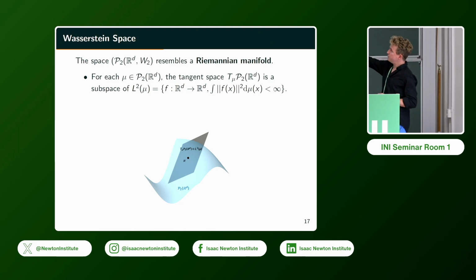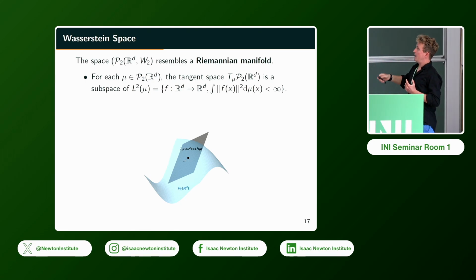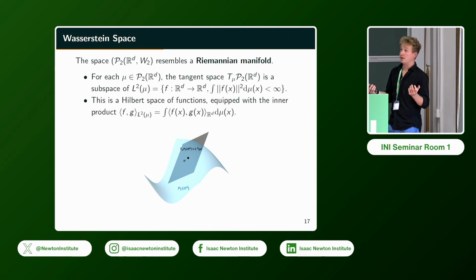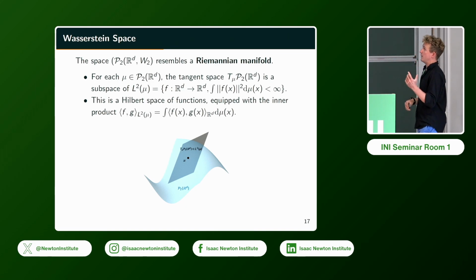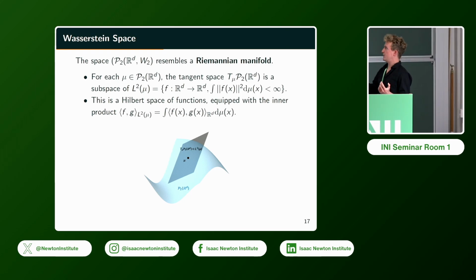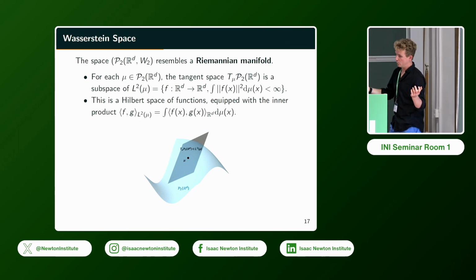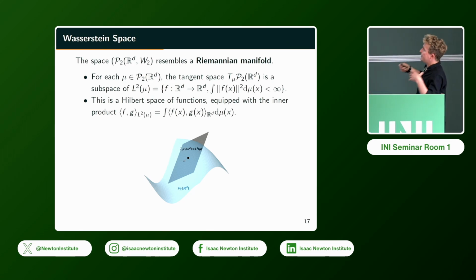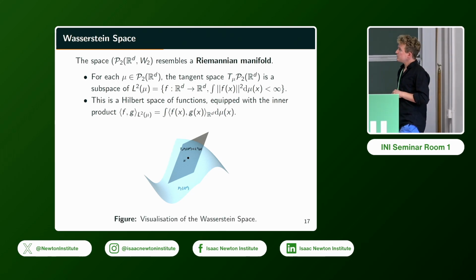So in particular, for each mu in this space, we have a tangent space, and we can equip that tangent space with an inner product. And the inner product is just the usual inner product from L2. So if you're taking the inner product of two functions f and g, you just take the inner product of them in R^d and integrate with respect to mu. So we can think of this Wasserstein space as a Riemannian manifold in some sense.